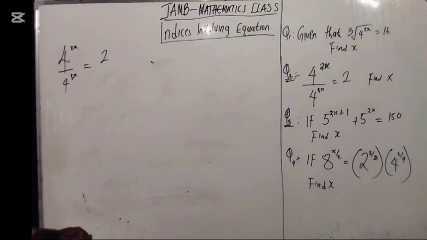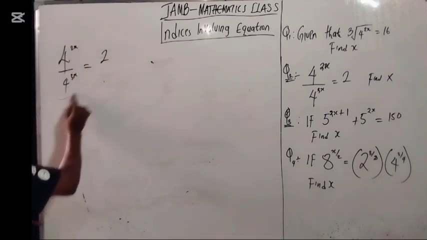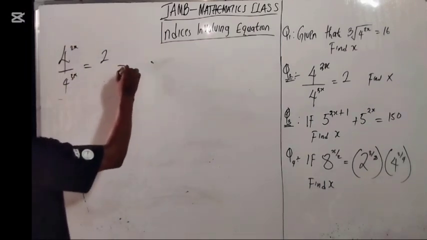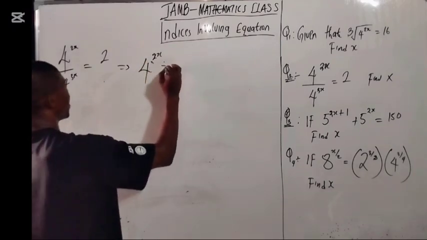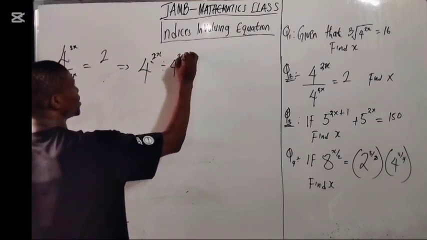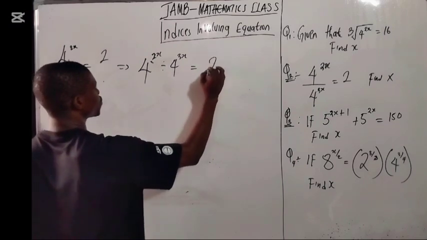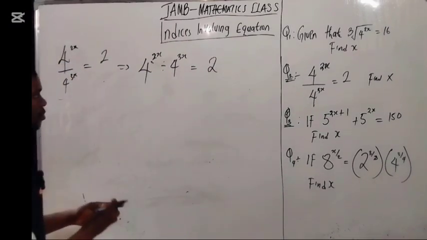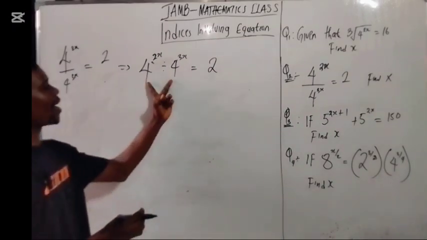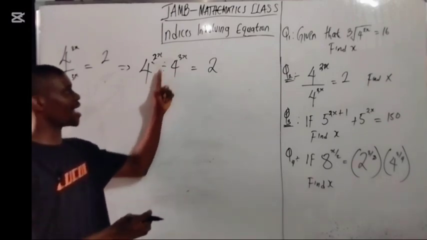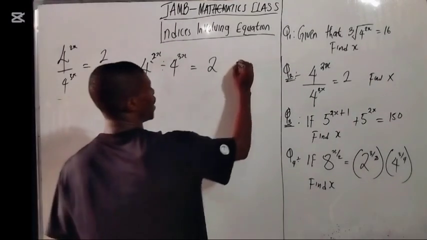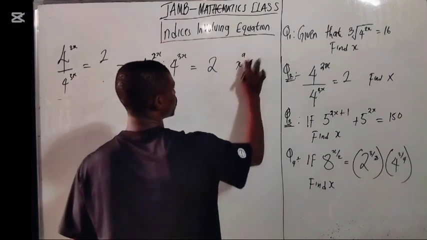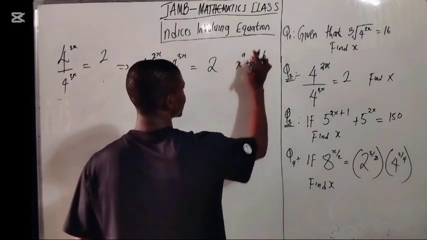Now remember, this one you can write as 4 raised to 2x divided by 4 raised to 3x equals 2. Now remember, if these two have the same base and we have division, we apply the division law: x to the power a divided by x to the power b.